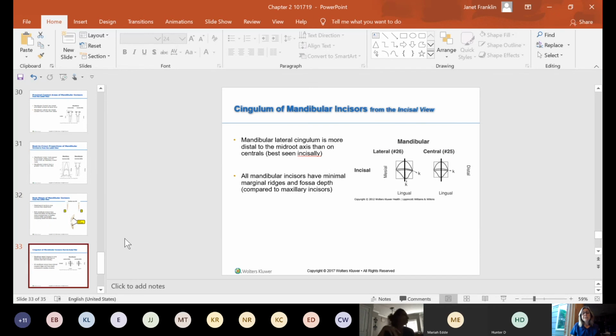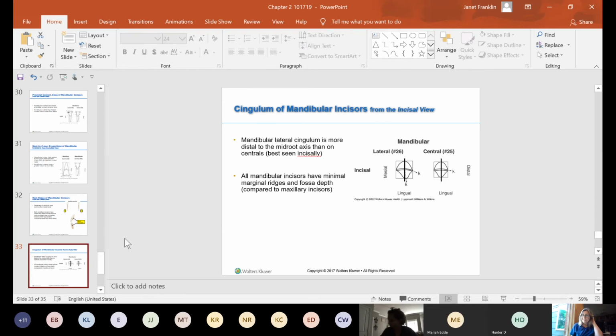The mandibular lateral cingulum is more distal to the mid-root axis than on the centrals. So if we're looking down at the incisal edge of your lower incisors, you have your mouth open, you're laying back in the chair, and we're looking down at the top part of the incisal edge of your incisors on the mandible, the mid-root axis, which is like the center of the tooth, the cingulum is more distal to the mid-root axis on the lateral. So in other words, the cingulum is not centered, it's more toward the distal.